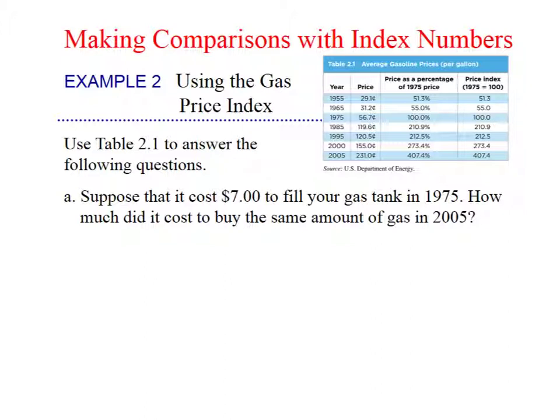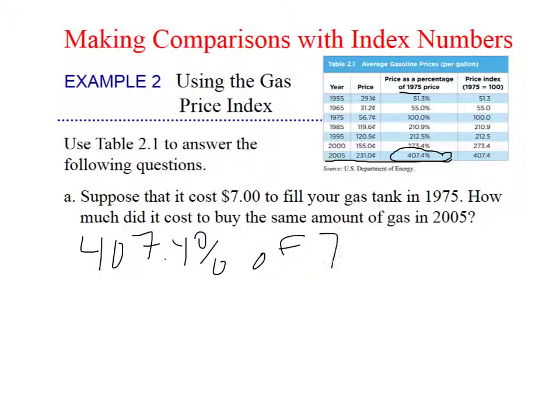So this is really just a percentage question. If we look at our table, we can see that in 2005, gas cost 407.4% of what it did back in 1975. So what we're really trying to do is find 407.4% of $7.